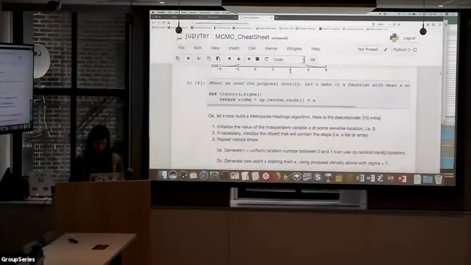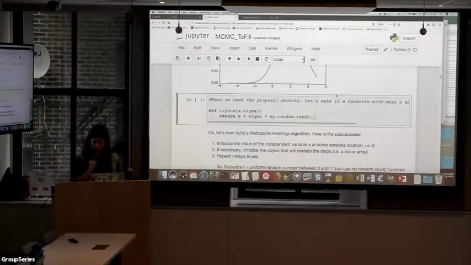I have my cheat sheet here. Yes. I don't know.